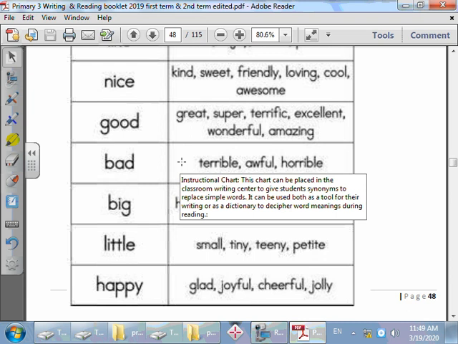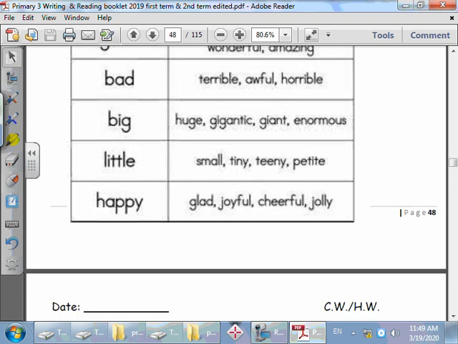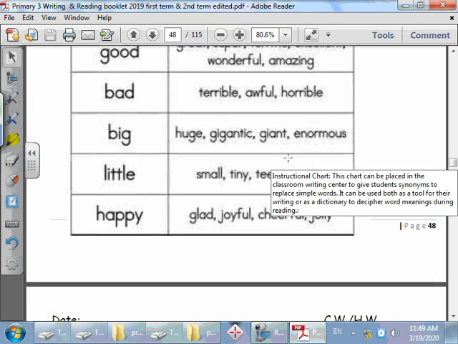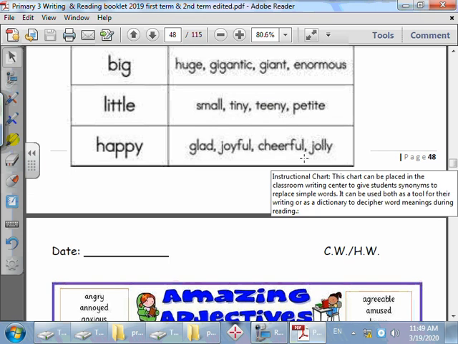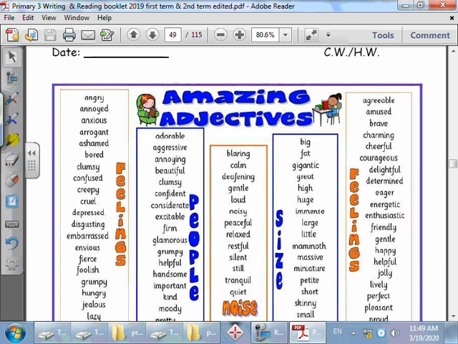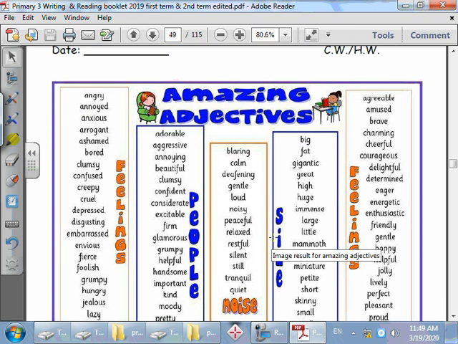And here, good. Instead of saying he's a good friend, no, he's a great, super, terrific, wonderful, amazing friend. Bad, we could say terrible, awful, horrible. They all have the same meaning. Big, huge, gigantic, giant, enormous, and so on. And on the next page, there are also more amazing adjectives.